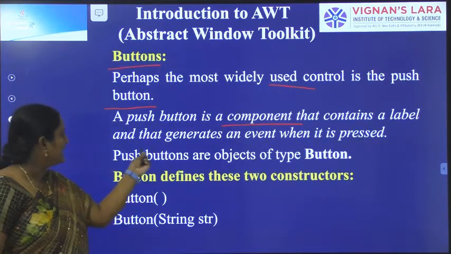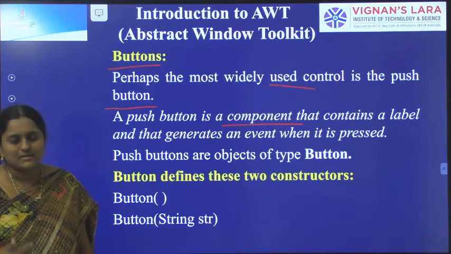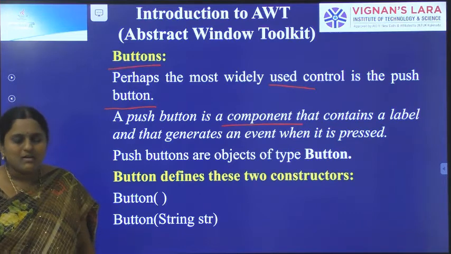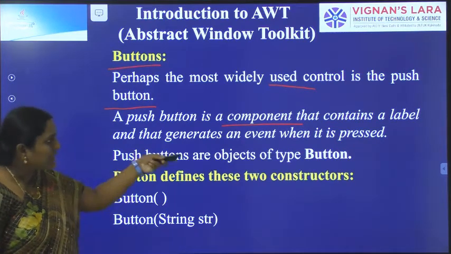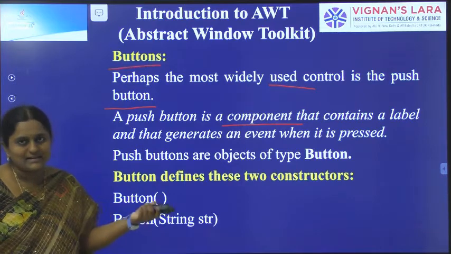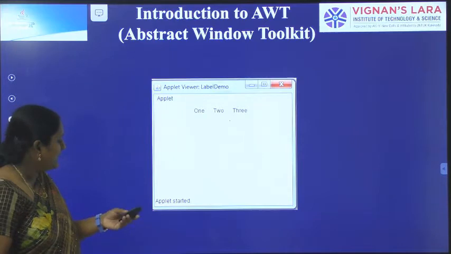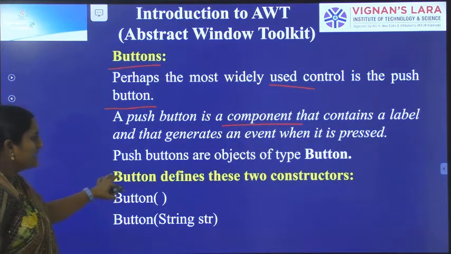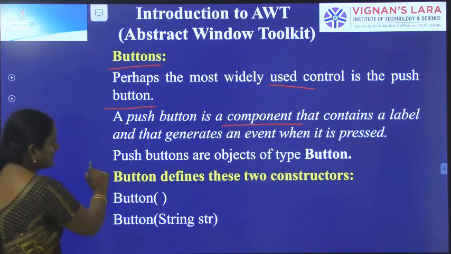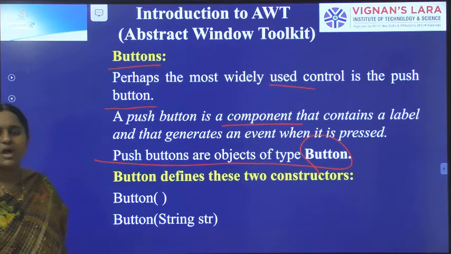A button is a component that contains a label and that generates an event when it is pressed. So when I press a button, one event is generated. Whenever we press a button, one event is generated. So here buttons are objects. Push buttons are objects, that is, type of button.